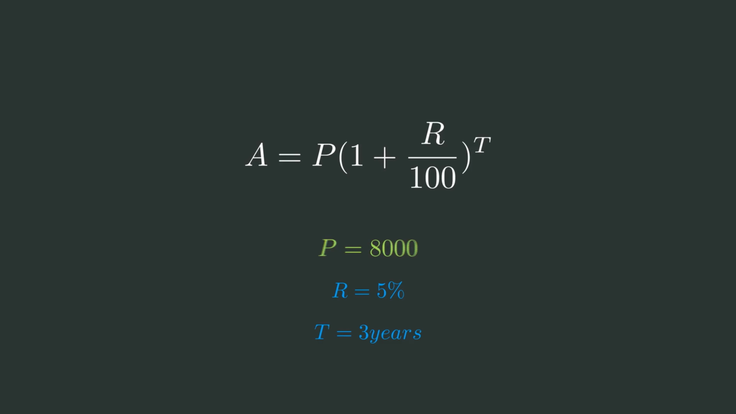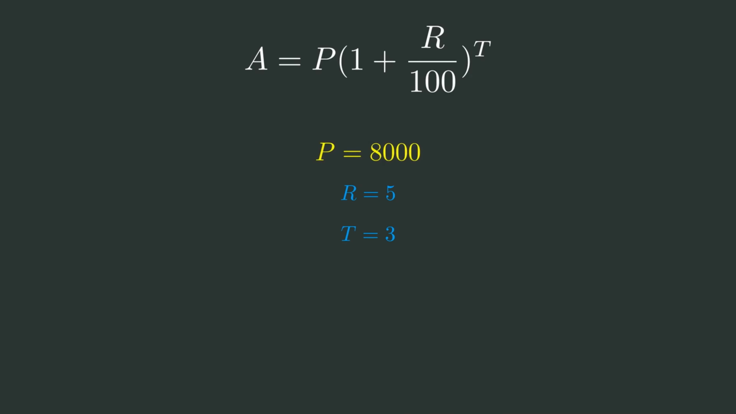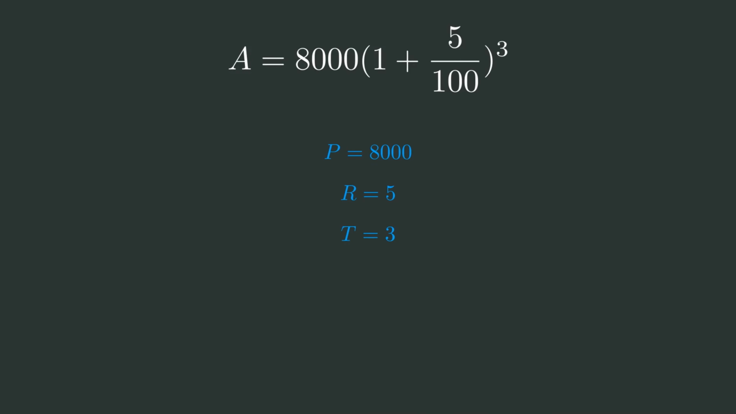We have here principal. This is the starting number of people, which we already have, which is 8,000. And the rate, this is how much the population grows each year, which is 5%. And time, this is the number of years. It is 3 years. Plugging in the numbers into our formula, we get amount equals 8,000 times 1 plus 5 divided by 100, to the power of 3, which is 3 years.